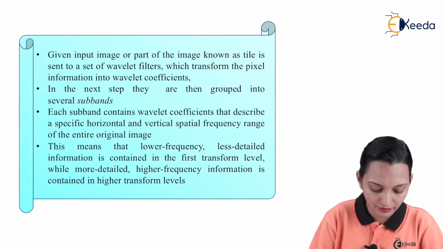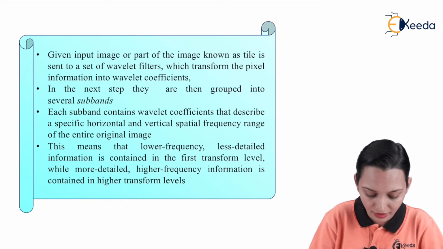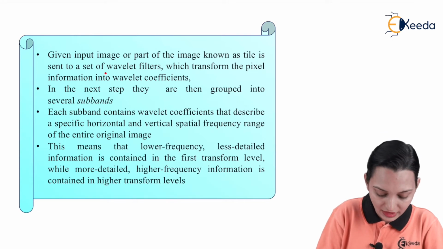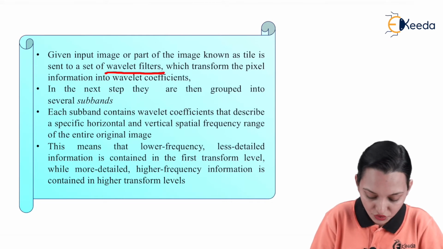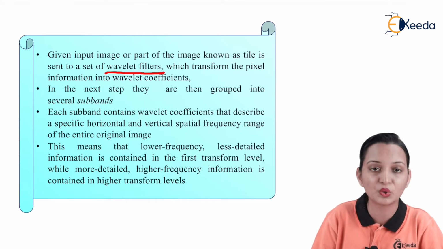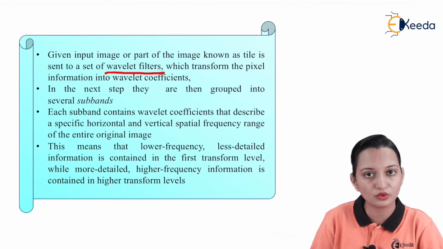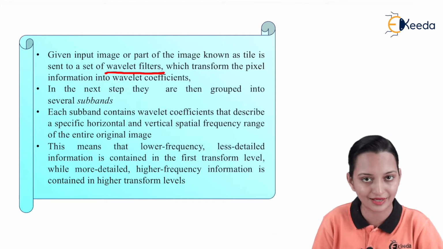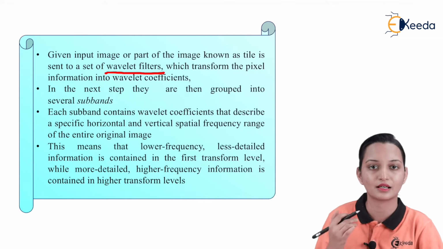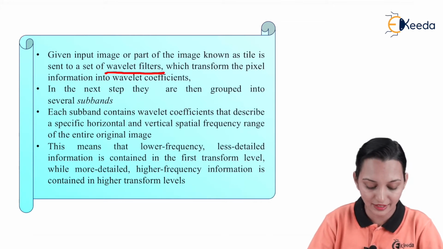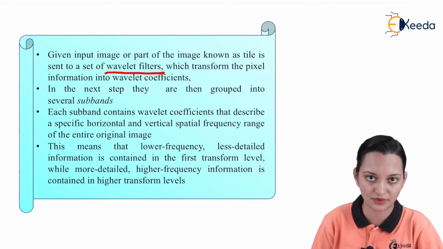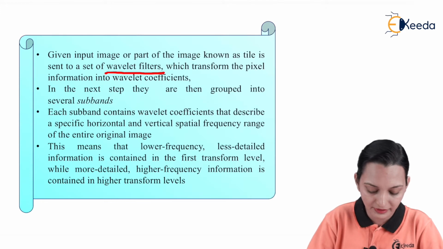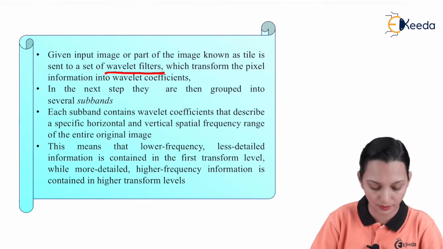After that, the given input image, or a part of an image known as a tile, is sent to the set of wavelet filters. So the next part of our operation is wavelet filtering, which transforms the pixel information into wavelet coefficients. We all know that once the image is developed, indirectly pixels are going to form. That pixel information we have to convert into wavelet coefficients with the help of wavelet transformation. In the next step, they are grouped into several subbands.